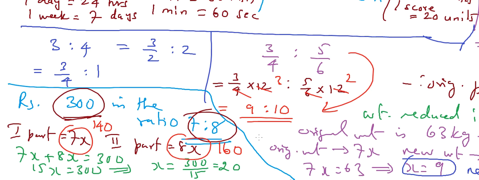That means if you divide 300 among two persons, A and B, in the ratio 7:8, then A will get 140 rupees and B will get 160 rupees.